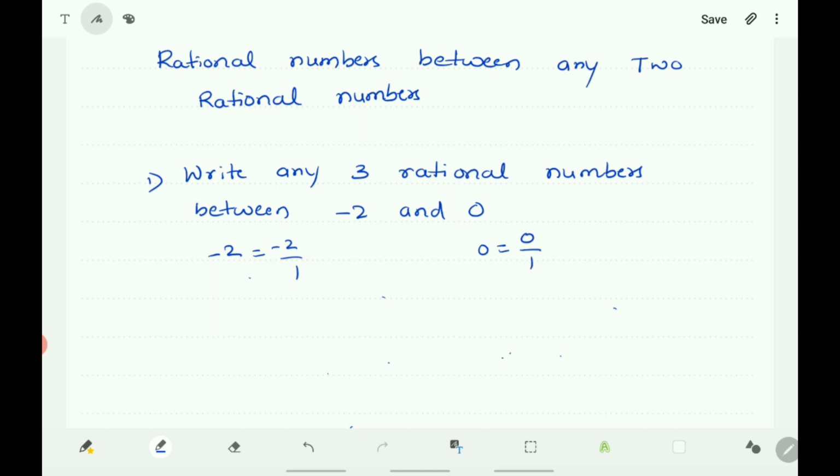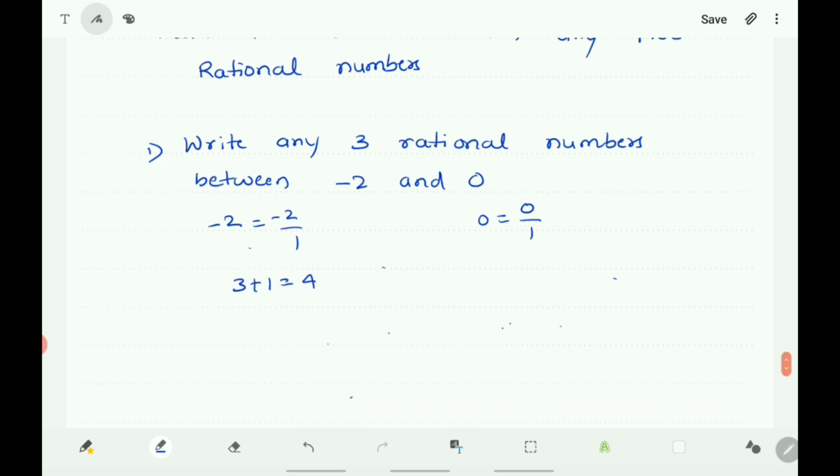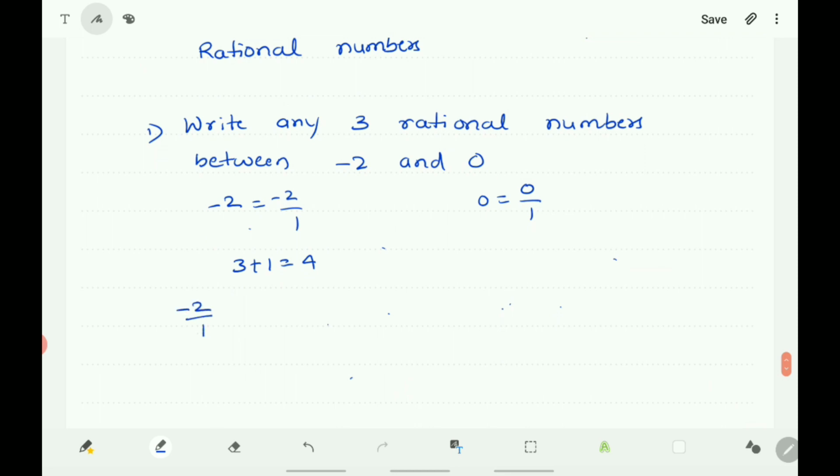If you want to write that in the form of p by q, here we have to find three rational numbers. You know that 3 plus 1 is equal to 4. So take minus 2 by 1 into 4 by 4 to have the same denominator, and it becomes minus 8 by 4. And 0 by 1 is equal to 0 by 1 into 4 by 4, which is also nothing but 0 by 4. Here minus 2 means minus 8 by 4, and 0 means 0 by 4.